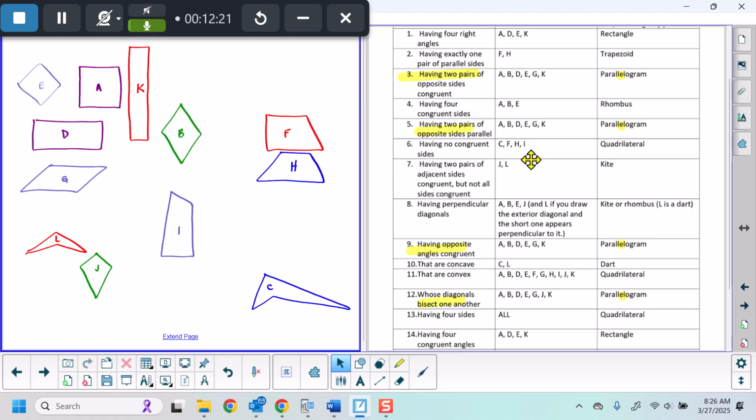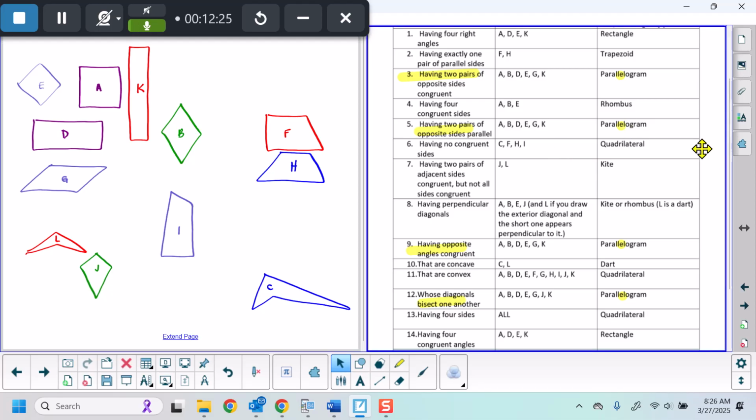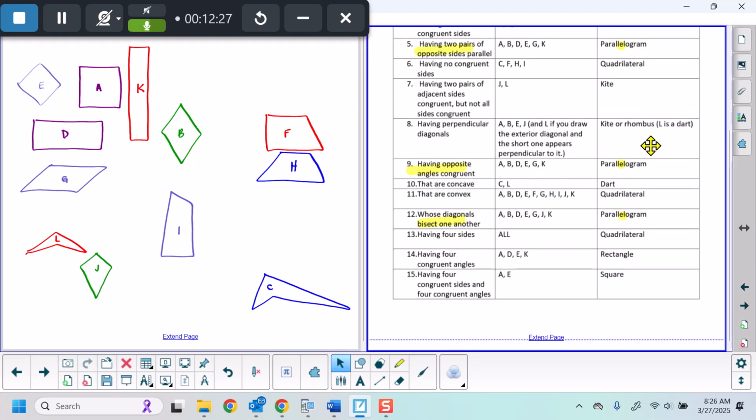Can you just scroll to 15? There's one more. Here we go. Those are squares: 4 congruent sides and 4 congruent angles. Any questions on any of these you want to talk about? Awesome.